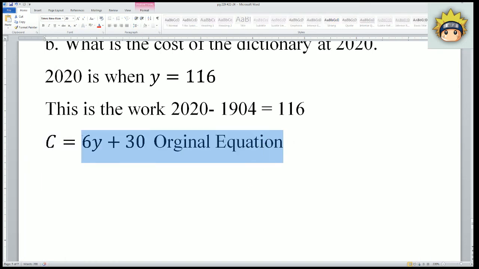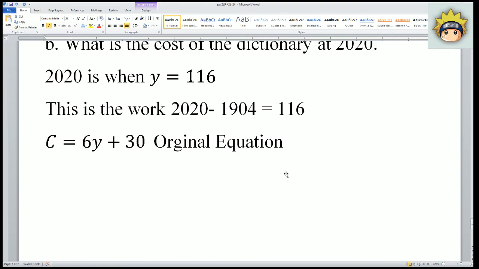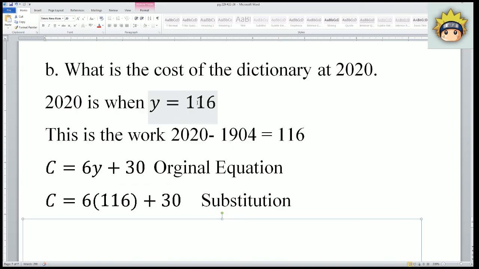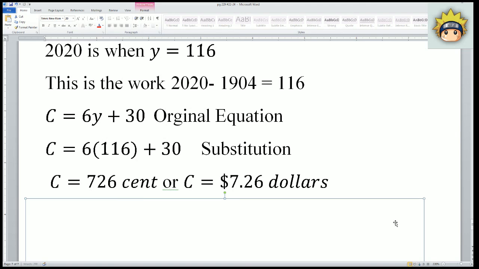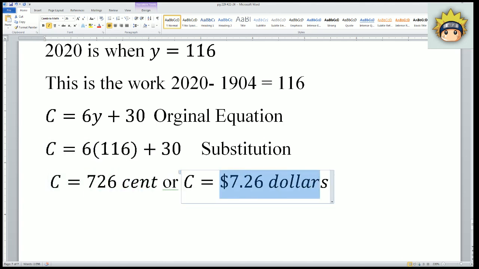So this is my original equation, which was given in part 1 that I created, and I make that substitution. y is equal to 116. Plug that in for y. Do that multiplication. You should have gotten, this is the unit, 726 cents. 726 cents is $7.26, okay? Because this is cents and this is in dollars.